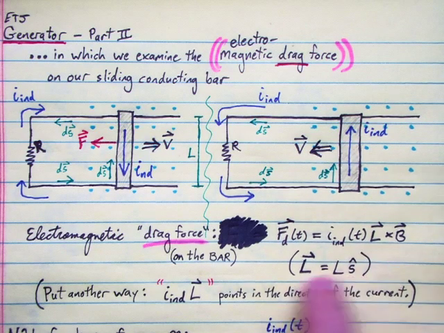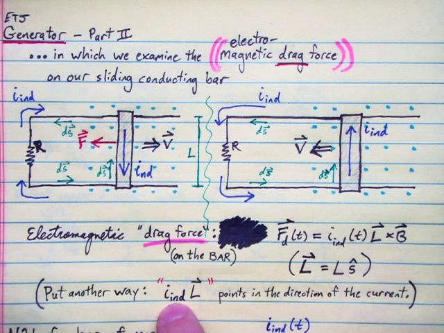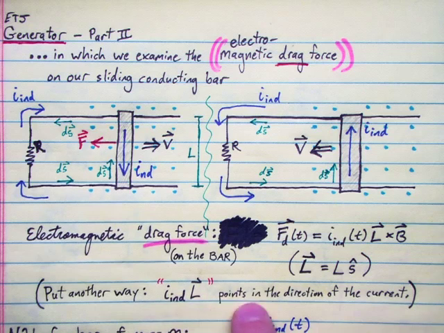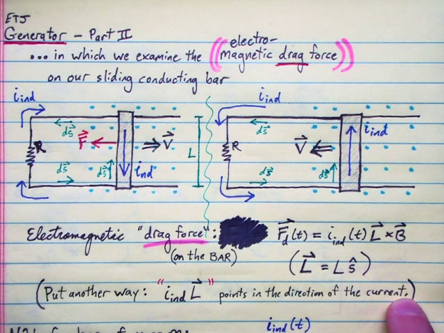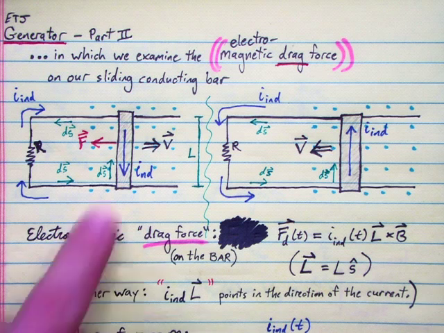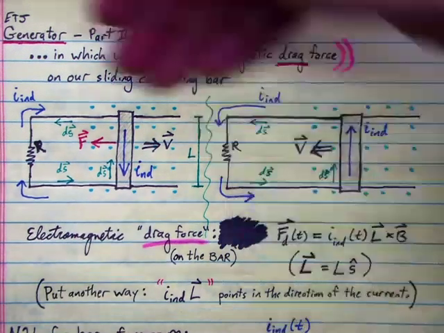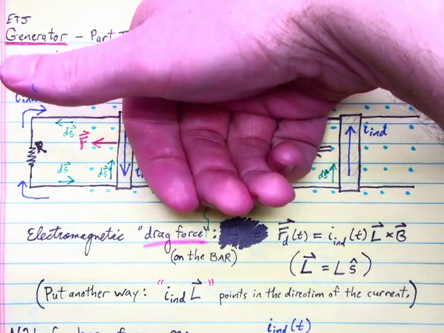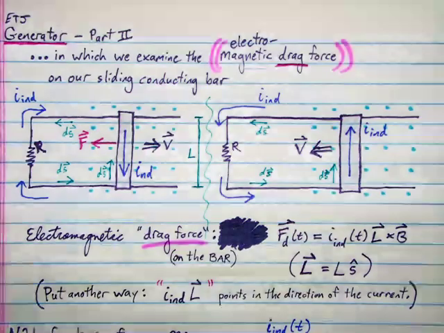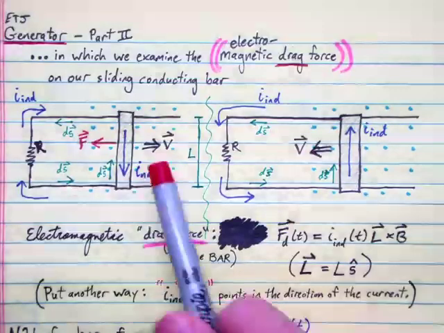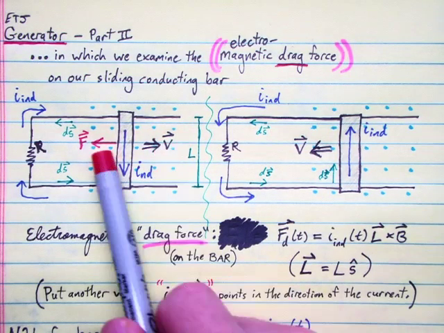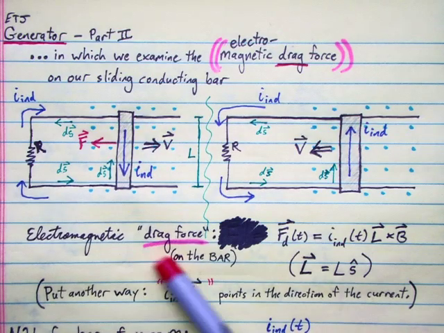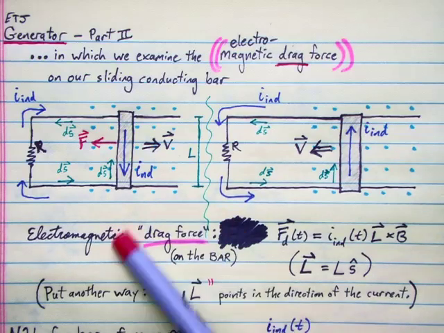And a simpler way to think about this, if you're confused about the flipping signs here and the direction of L, is just to note that the combination of the current times that length vector, that combination IL, always points in the direction of the current. So simply, we could just take the direction of the current crossed with B. So I crossed with B, which is out of the page, points to the left. So there's our force right there. It is opposite the direction of our velocity. So that force is going to be slowing this bar down. It's going to be a drag force.